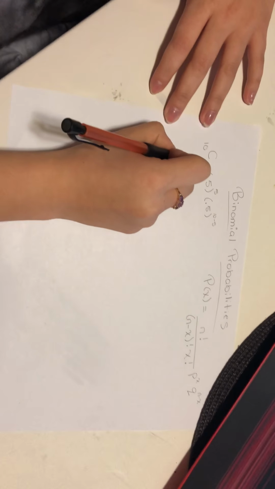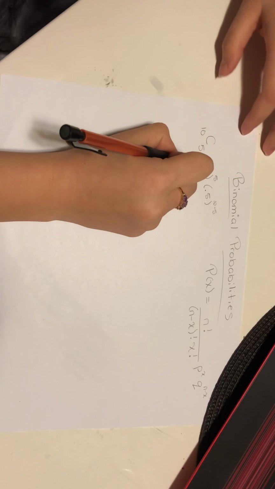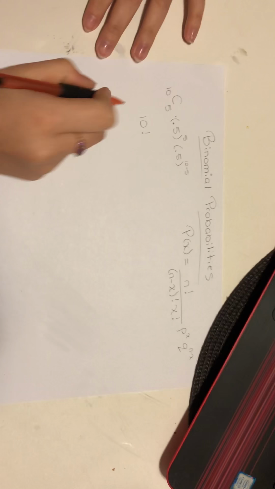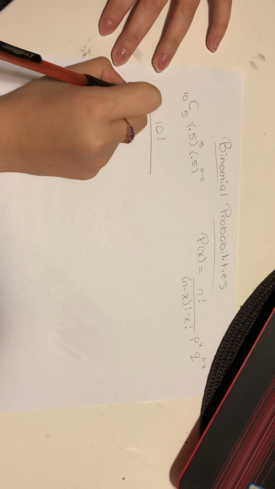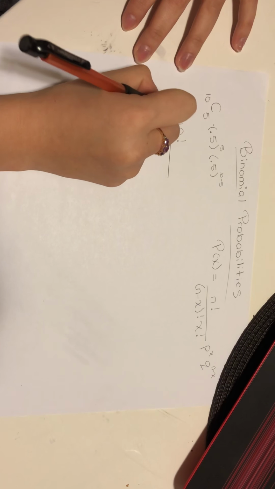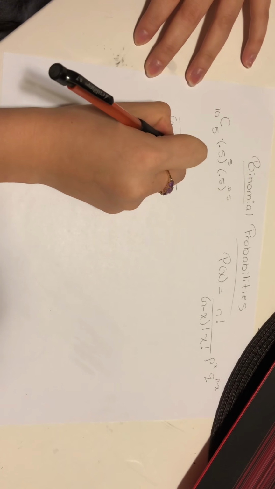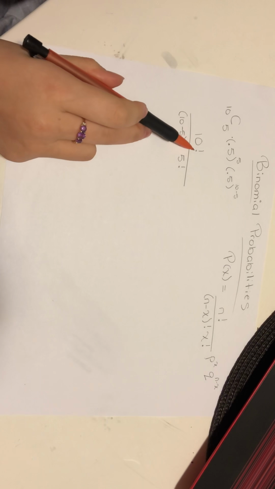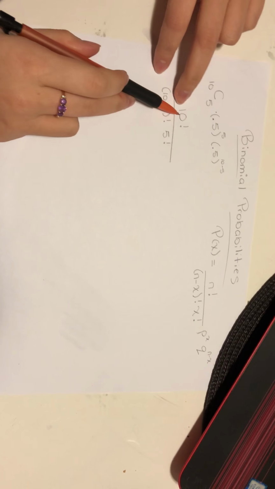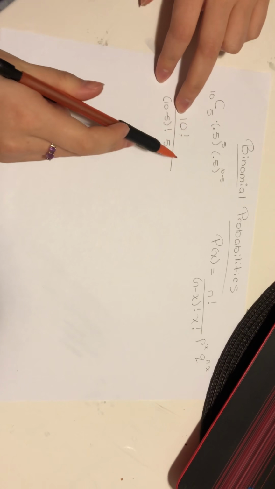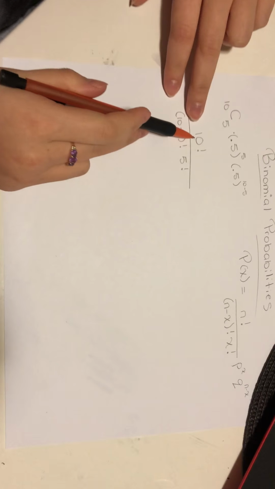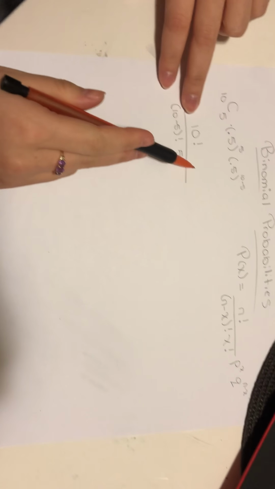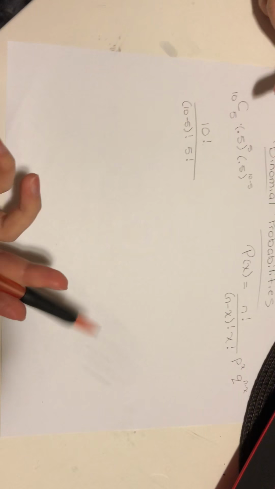Now, we're going to do 10 factorial, and then 10 minus 5 factorial, and 5 factorial. What this means is that you multiply this number by every number before it. So in this case, it will be 10 times 9 times 8 times 7 times 6 times 5 times 4 times 3 times 2 times 1.